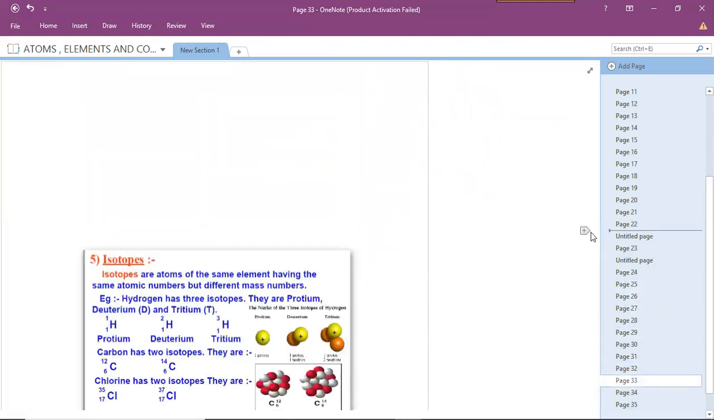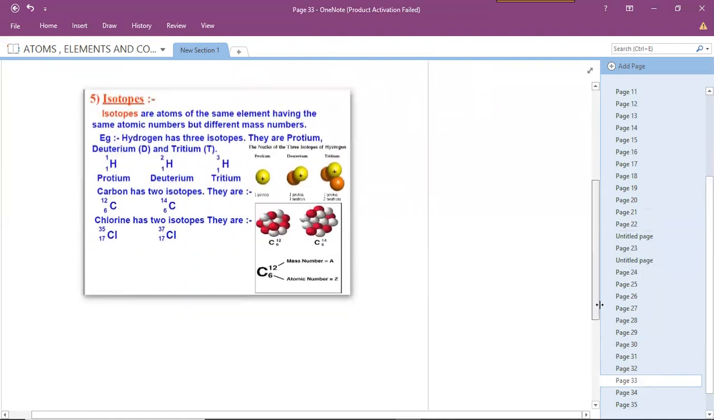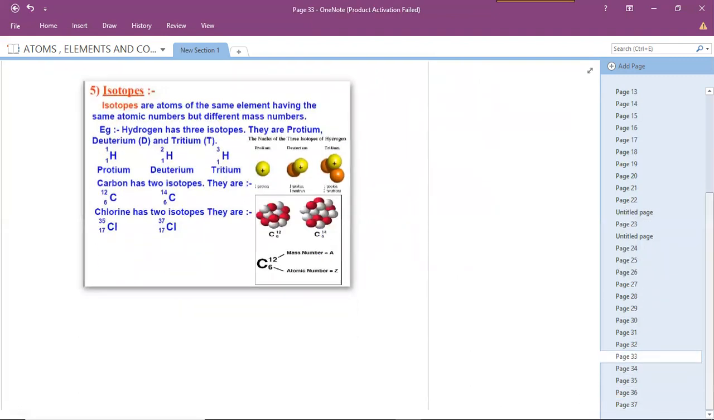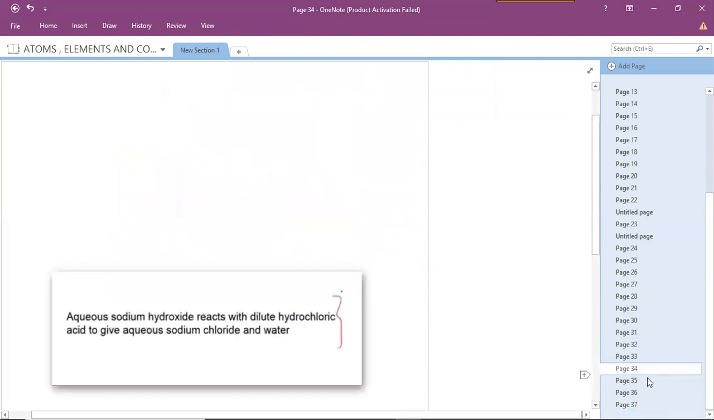All right, so this is the last part because the rest are just questions. Aqueous hydrogen reacts with aqueous sodium chloride, and what's this?